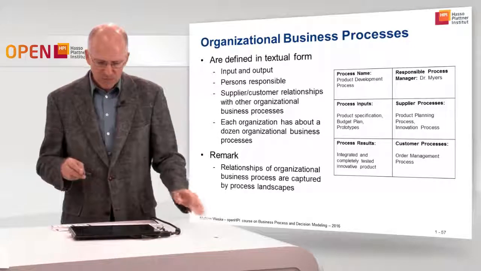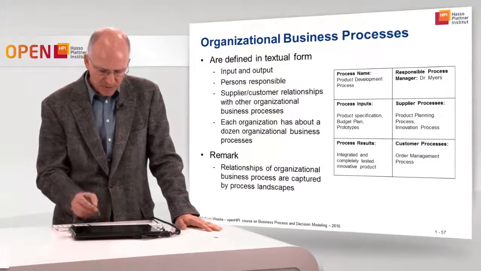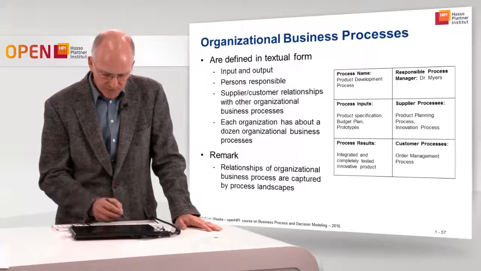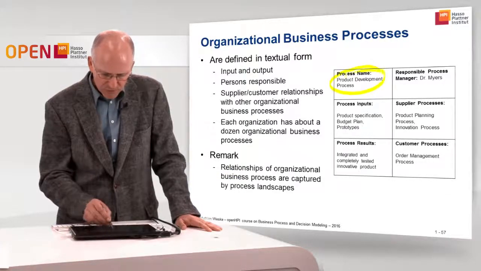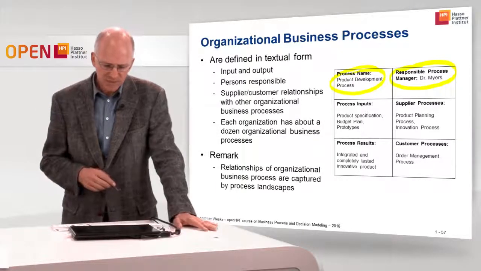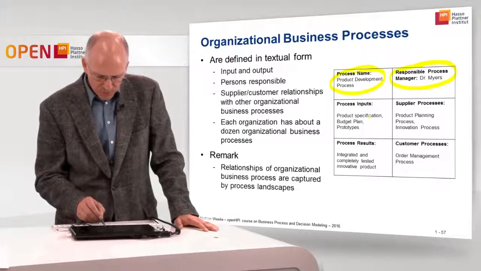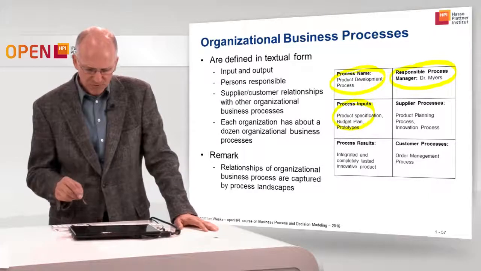On the right-hand side, we see an example of this tabular structure of an organizational business process. Here we have the process name, which is the product development process. We see a person who is responsible for this process. We see the inputs and outputs in terms of the main artifacts produced during that process.